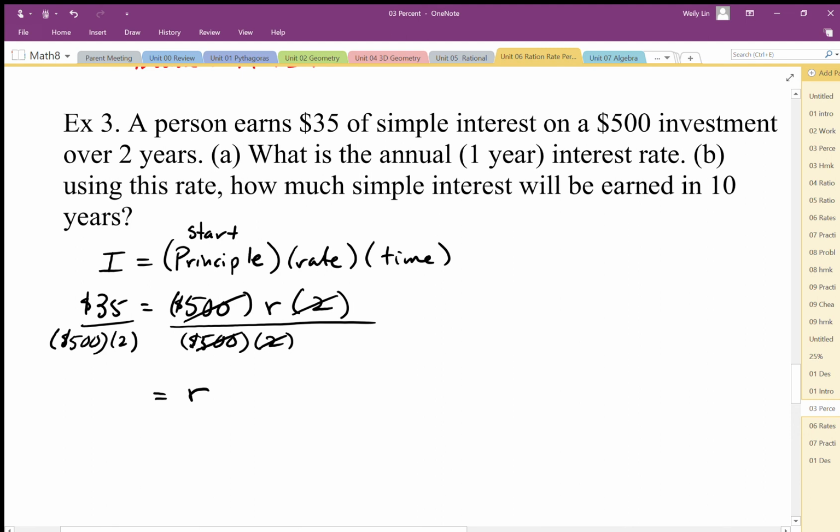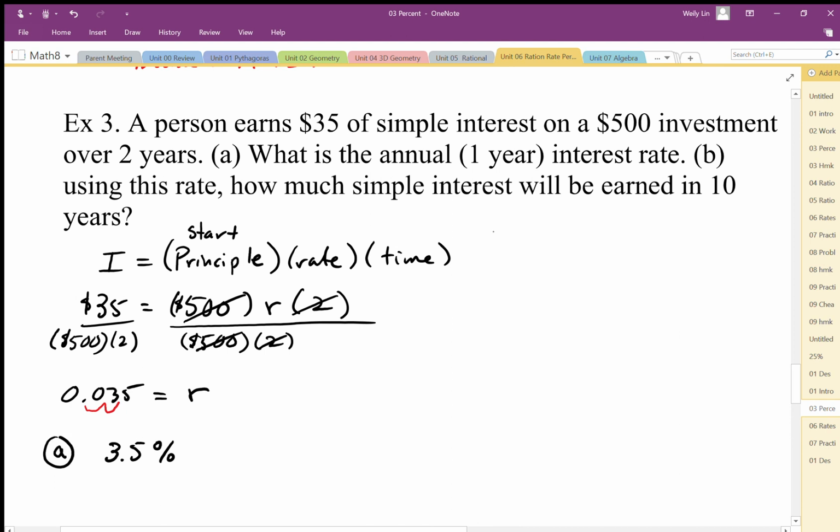When I do this 35 divided by 500 divided by 2, I get 0.035. And what that means is my decimal rate is 0.035. So my percentage is 3.5% is my interest rate. And we can set up a proportion, but remember we have an easy way to convert decimal to percentage by moving that over 2 spots. So that's part A. I figured out my annual interest rate.